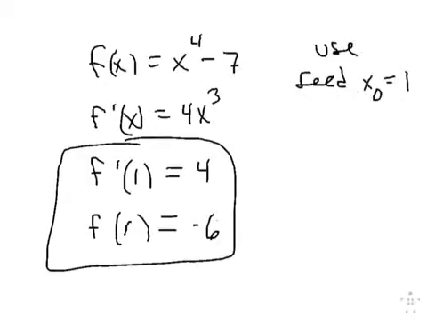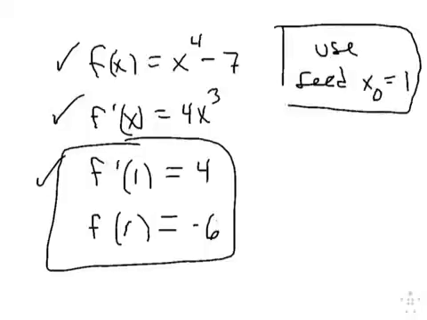Okay, here we go. So notice I laid out the function, its derivative, the derivative evaluated at our seed that we were given, our initial guess of 1, and the function evaluated at 1. Note to self, plug and chug. Now we're ready to use Newton's method.